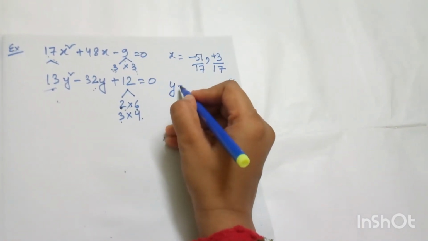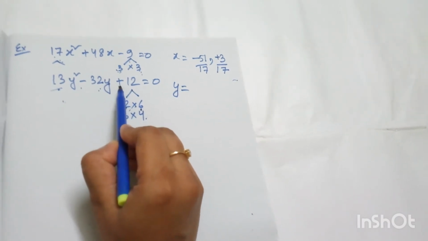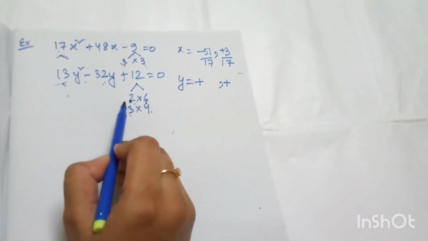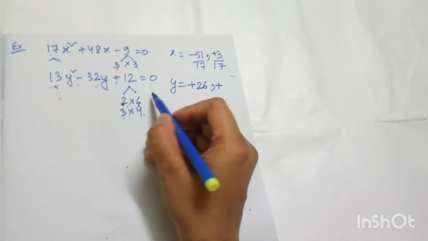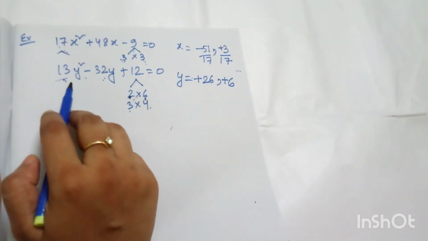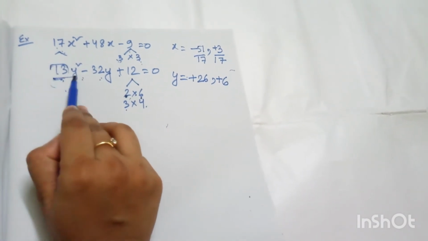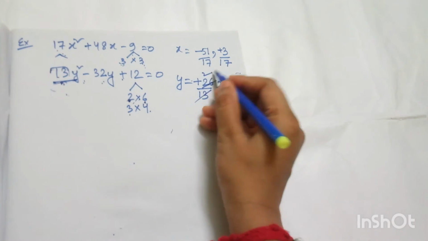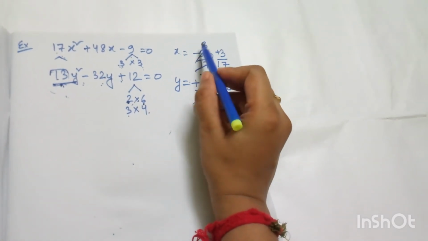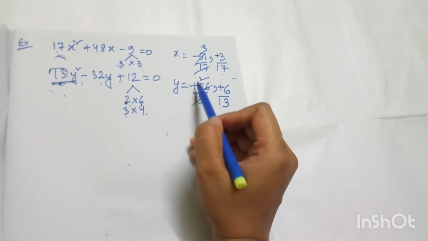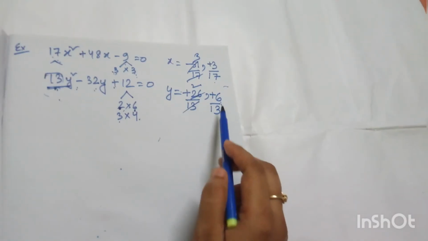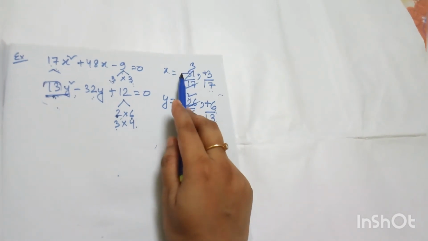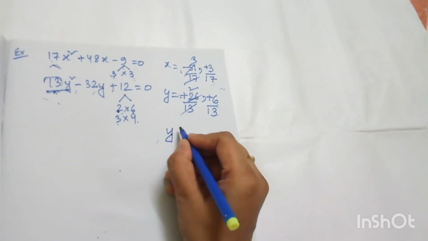So the value of y will be, here it is minus and plus, so the value of y will be plus and plus. So 13 into 2 is 26, and the leftover 6 will be put here. And as the constant before y square is 13, we divide this by 13. So 13 into 2 and 17 into 3. So we will get minus 3 plus 3 by 17 and plus 2 plus 6 by 13. It is bigger than this one, minus 3, and this one. And plus 2 is greater than this one and this one. So we can conclude y here is greater than x.